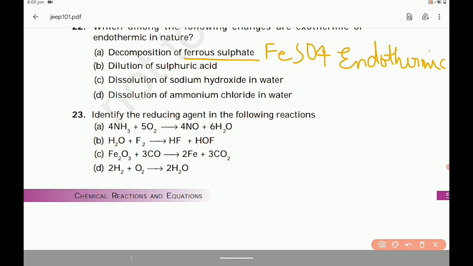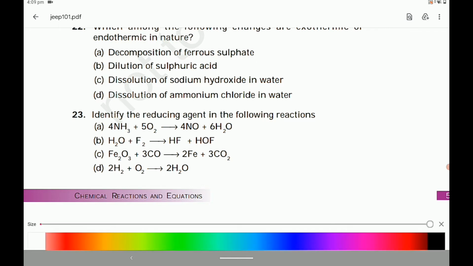Okay, dilution of sulfuric acid. If you have gone through the previous video of MCQs, you'll know that dilution is always an exothermic reaction. Exothermic. Dissolution of sodium hydroxide in water. This is an exothermic reaction. Forgive my handwriting. And the last one, dissolution of ammonium chloride, is an endothermic one. Endothermic.